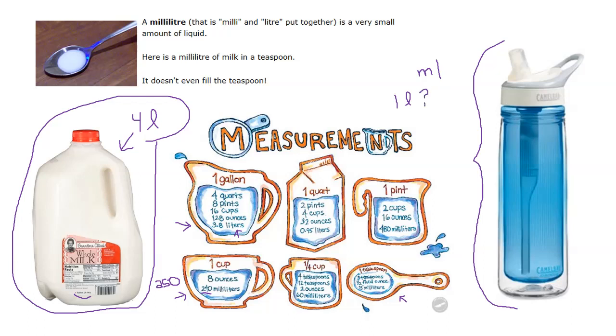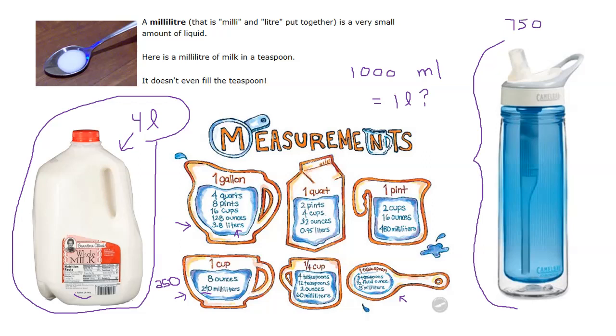Okay, so how many milliliters would that be? Well, we know from our first slide that there are 1,000 milliliters in a liter. Now, most water jugs are not 1,000 milliliters. They're not a full liter. They're slightly less than that. So if I had to take a good guess, I might say that this blue water bottle is 750 would be my guess.